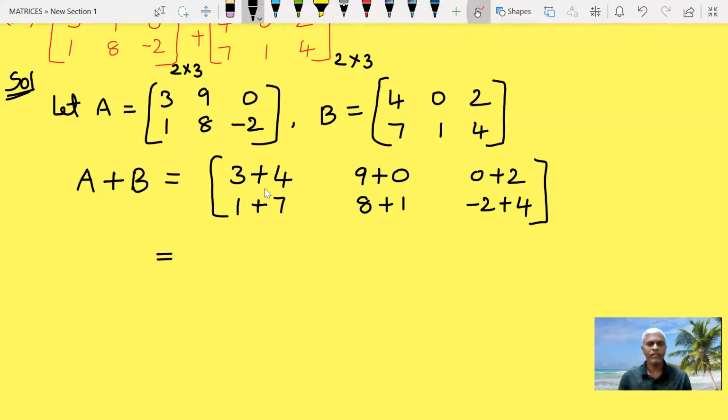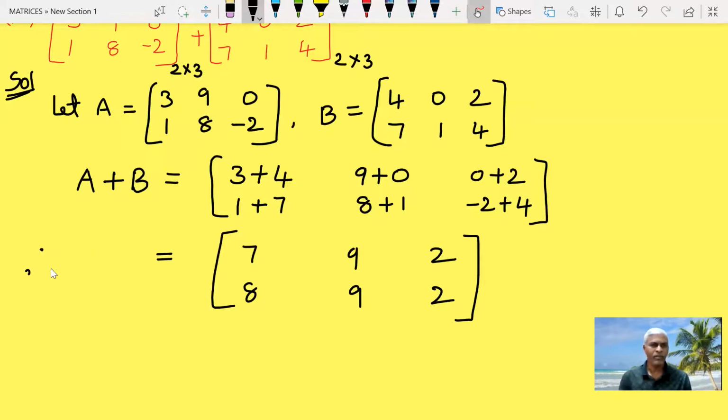So now it is ordinary addition. 3 plus 4 is 7, 9 plus 0 is 9, 0 plus 2 is 2, 1 plus 7 is 8, 8 plus 1 is 9, 4 minus 2 is 2. So this is the addition of both the matrices. So remember, for addition both matrices should be of the same order.